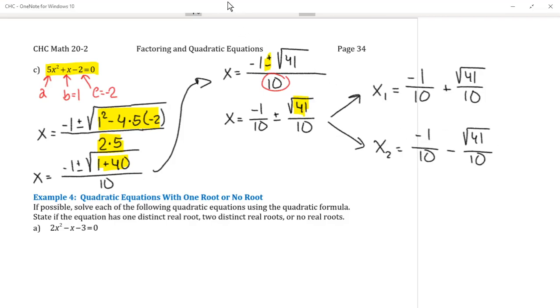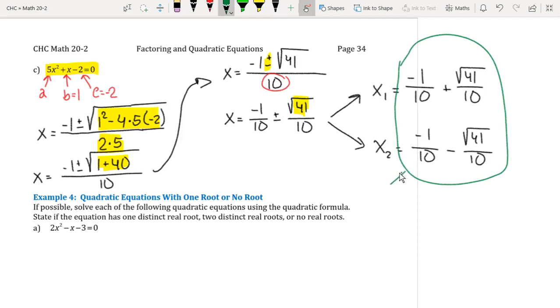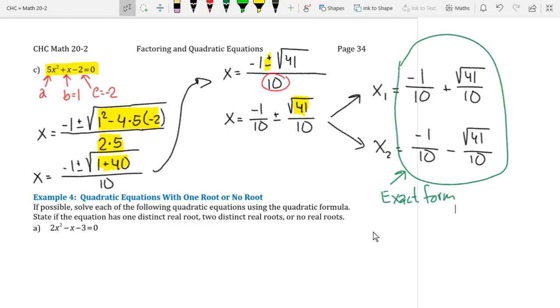So this is exact form. If the question is telling you to express the answer in exact form, this is as far as you can get. This is it. Now, if the question is asking you to provide your answer in decimal form, rounded, then we obviously have to take the square root of 41.